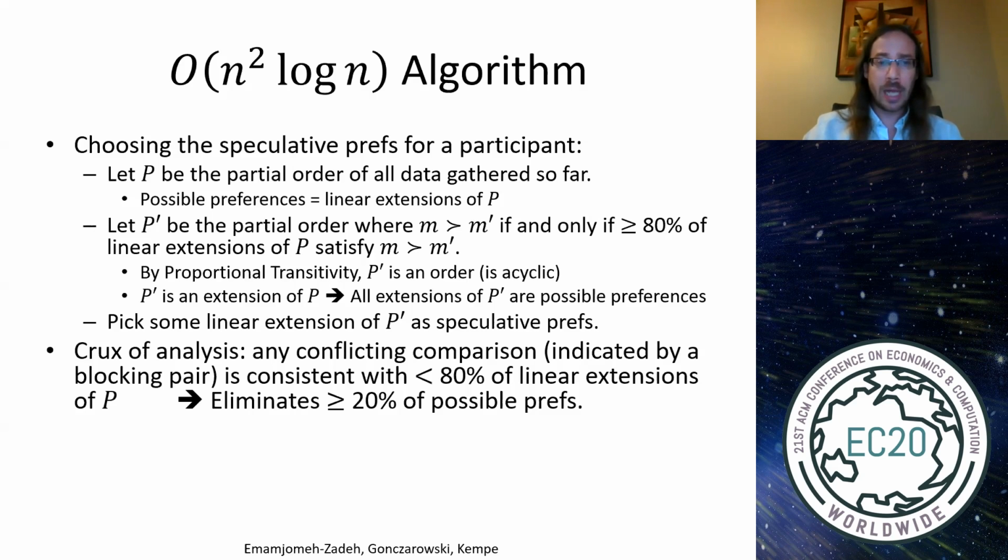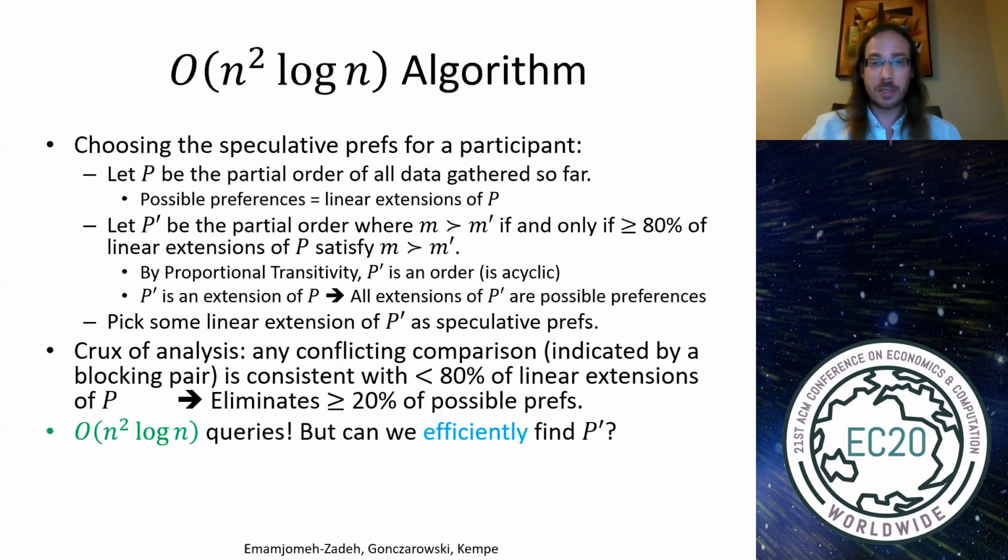And the crux of the analysis is that any conflicting comparison indicated by a blocking pair is actually consistent with less than 80% of linear extensions. If it were consistent with more than 80%, it would have been in P prime, and hence in the extension of P prime. So it eliminates at least 20% of the possible preferences. So we get n square log n queries. Great. Can we efficiently find P prime?